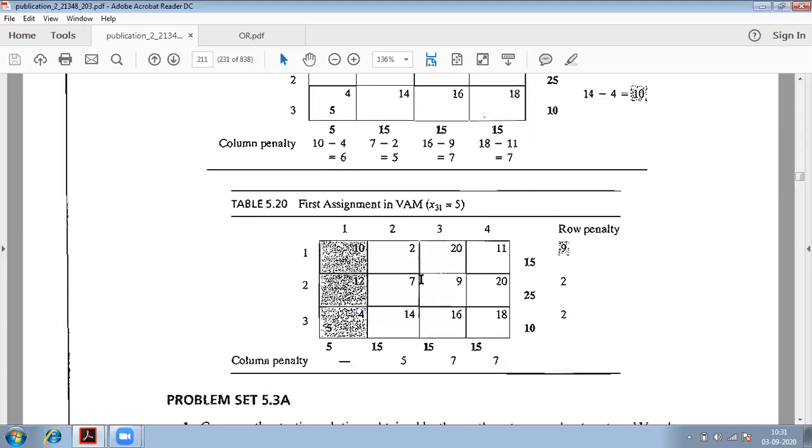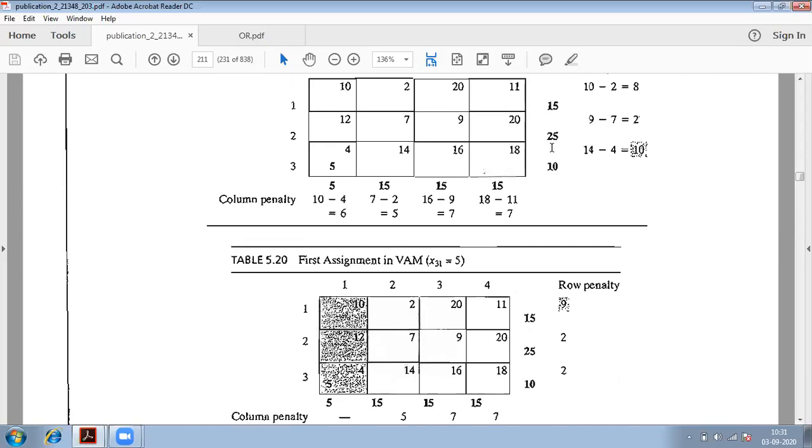So now he has crossed this out and shown it in a hatched region. And here there is a mistake: 15, 25 instead of 10, it should be 5. And here, these are not crossed out, 15, 15, 15 as usual.